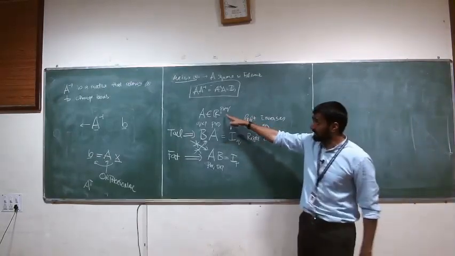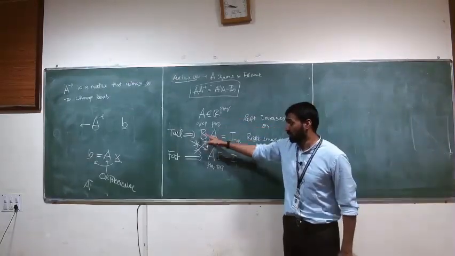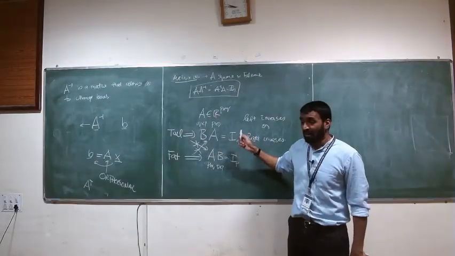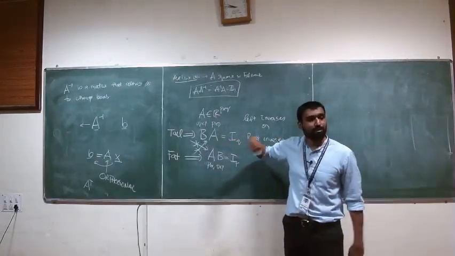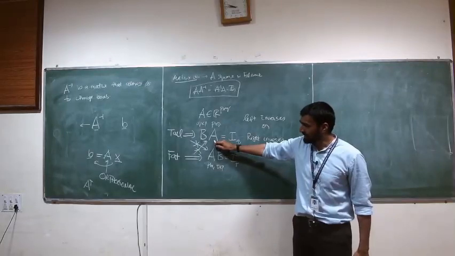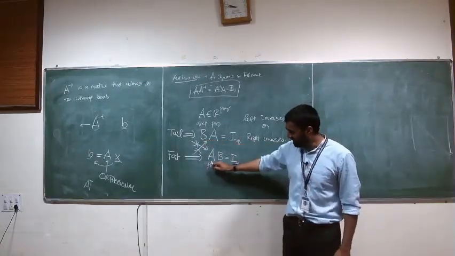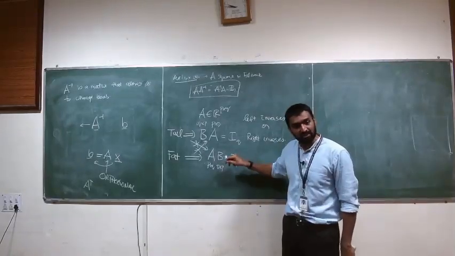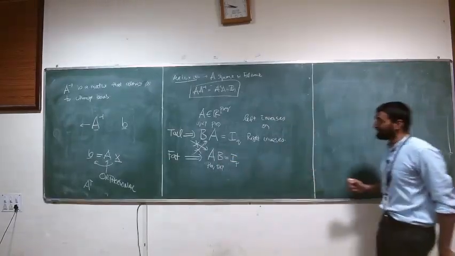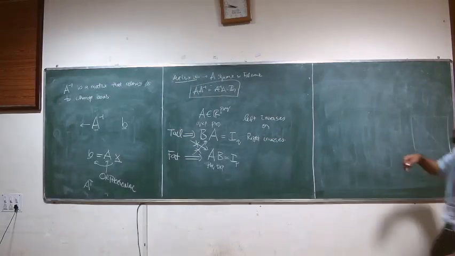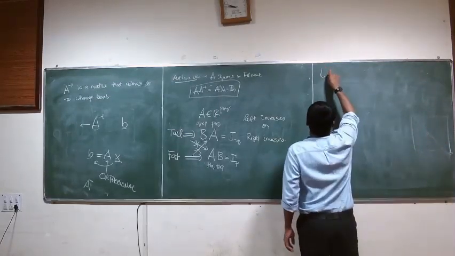If it's rectangular but full rank, I said you can only have inverse on one side, and it also turns out that the inverse is not unique. If you have a tall matrix, there are an infinite number of left inverses that will give you this. If you have a fat matrix, there are an infinite number of right inverses that will give you I_P. To see this, let's look at an example. Let's talk about left inverses first.